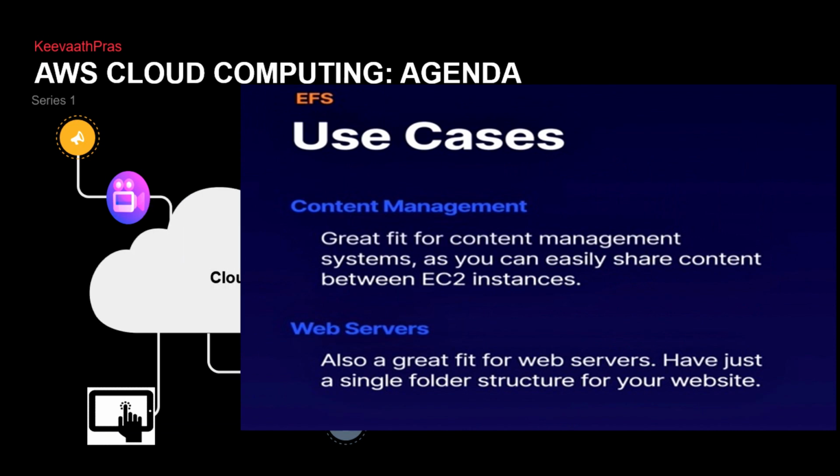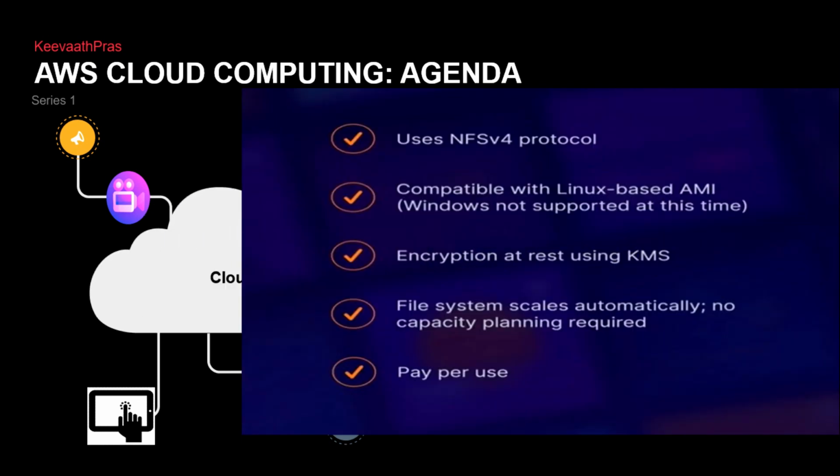It is great for content management, where you can share your content between EC2 instances, because you're just sharing the file. It is also extremely good for web servers in a single folder structure. Forget about the protocol, forget about the compatibility. The encryption used at rest is KMS, which we already saw. It scales up, it is pay per use. Other than that, it is compatible with Linux, and Windows is not supported at this juncture.